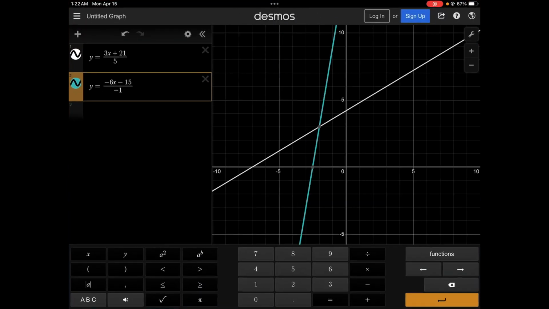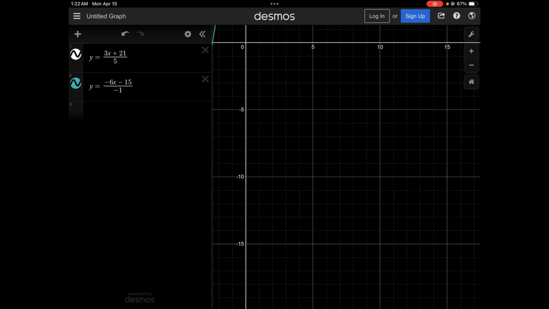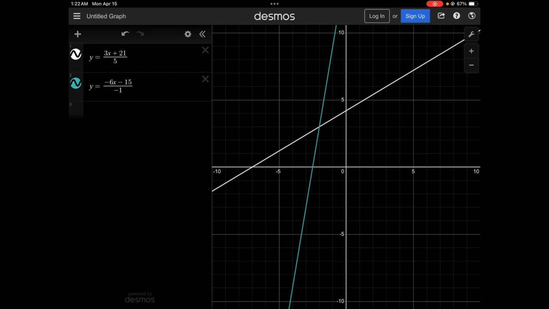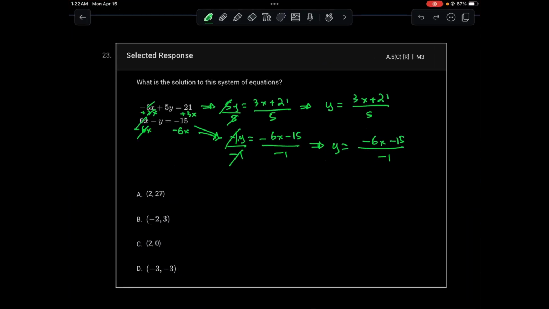Alright, so I got two lines. Where are they? Well, here they are. You tap the house key, which is on the top right, and it will get you there if you are not. So the intersection is negative 2, 3. Okay, so x is negative 2 and y is 3. Let's see if there is such an option. Negative 2, 3 is this one. Okay, so we find it.